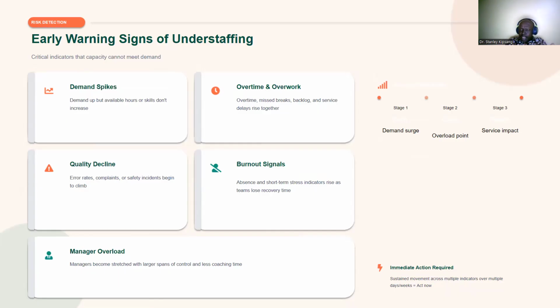So what are some of the stages that present themselves? We have stage one when you have the demand surge. Then the second stage, when the demand surge is not addressed, we witness an overloading point. Then when there's overloading, that overloading ultimately affects service quality, how service is rendered.